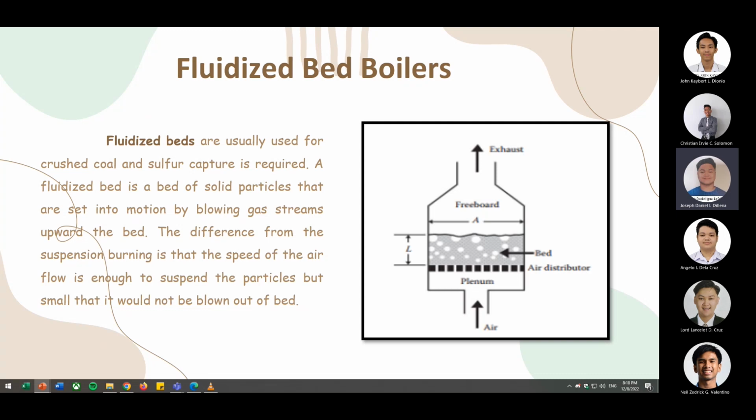Fluidized beds are usually used for crushed coal and when sulfur capture is required. A fluidized bed is a bed of solid particles that are set into motion by blowing gas streams upward through the bed. The difference from the suspension burning is that the speed of airflow is enough to suspend the particles, but so small that they would not be blown out of the bed.